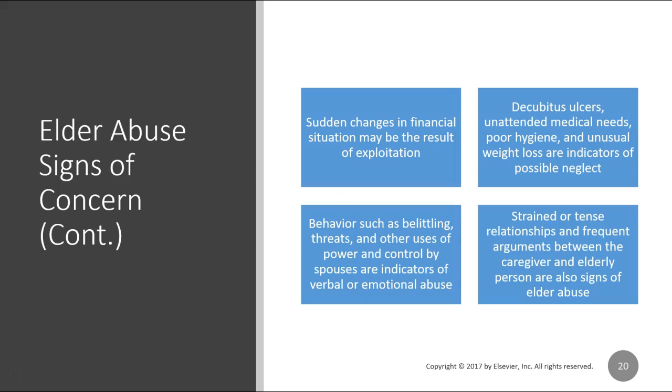Behaviors such as belittling, threats, or other uses of power and control by the spouse are indicators of verbal or emotional abuse. Strained or tense relationships and frequent arguments between caregivers and elderly persons are also signs of elder abuse. So just pay attention, be on your toes, do what you can to protect the patients, whether it's elderly, whether it's a child, whether it's a husband or a wife. Husbands get abused by their wives.